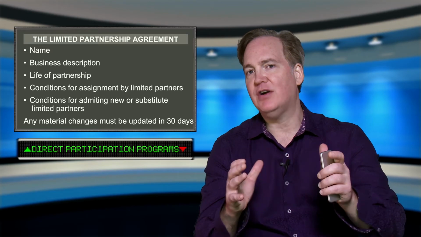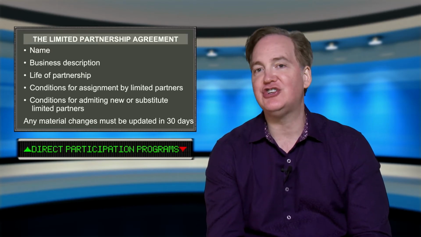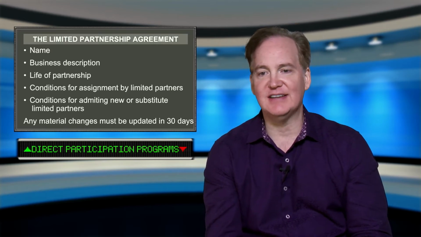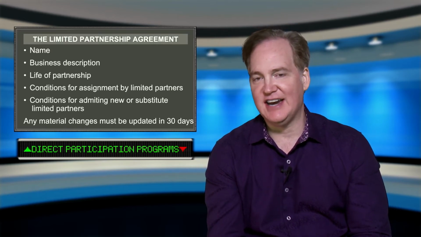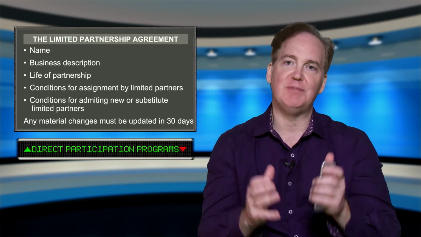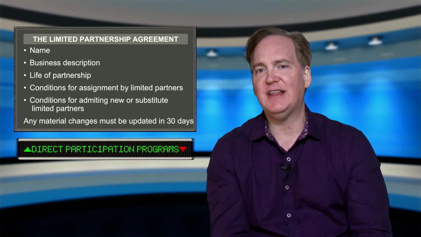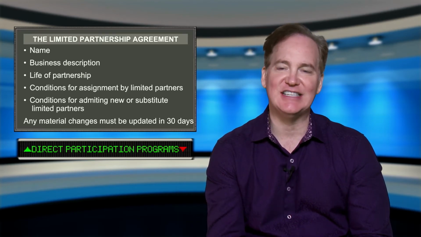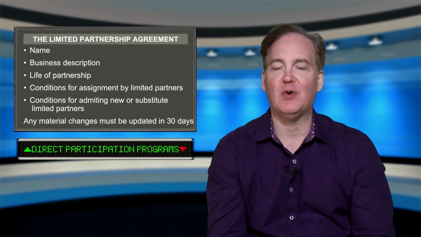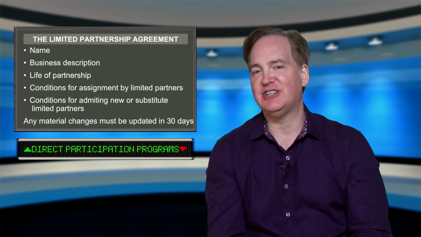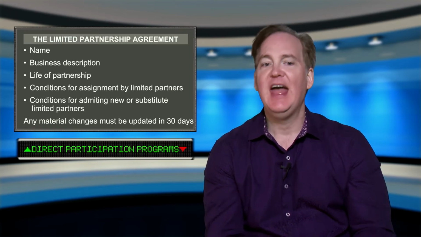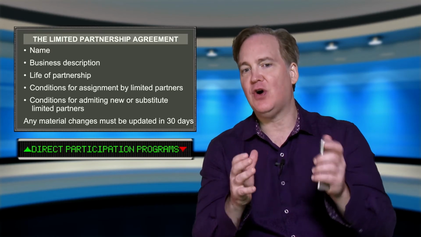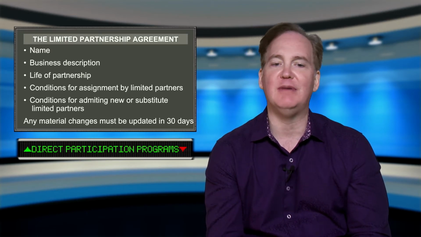Now, the limited partnership agreement, it is the foundation of the partnership. It spells out a number of things. Clearly, it states the name of the partnership and a description of the business. It tells you about the life of the partnership. How long is this going to last? When will we cease operations? Any conditions for assignments to limited partners? Any conditions for admitting new or substitute limited partners? This is all laid out in the partnership agreement.